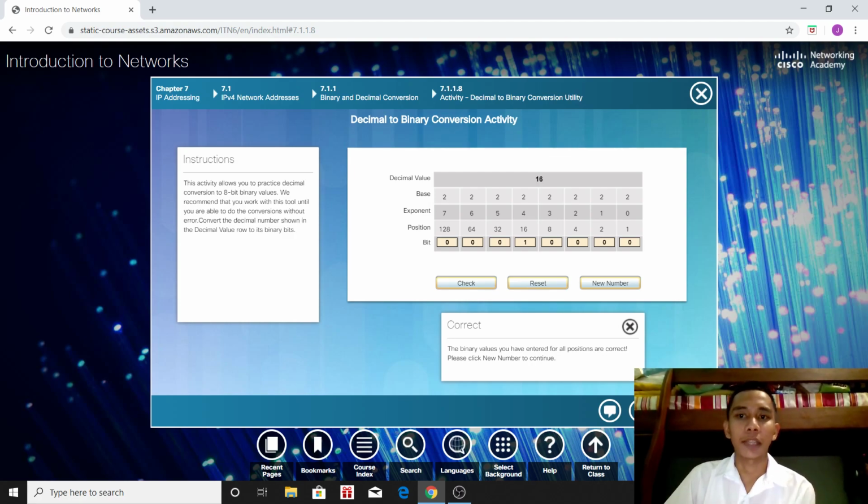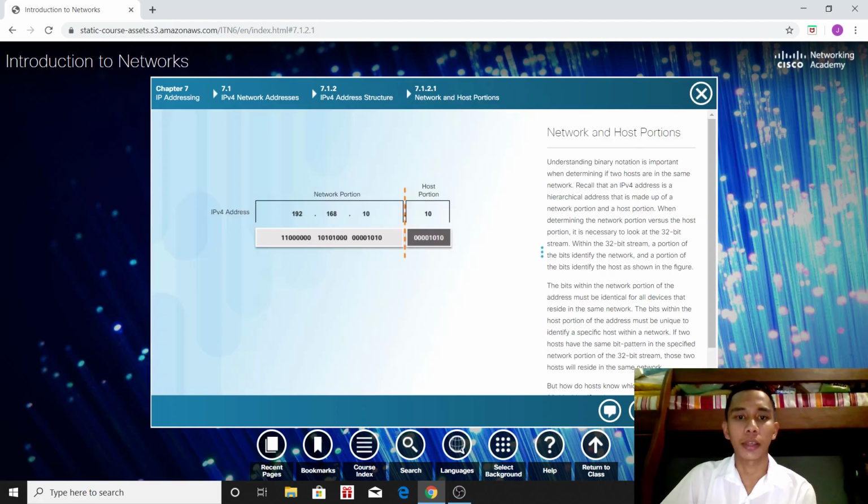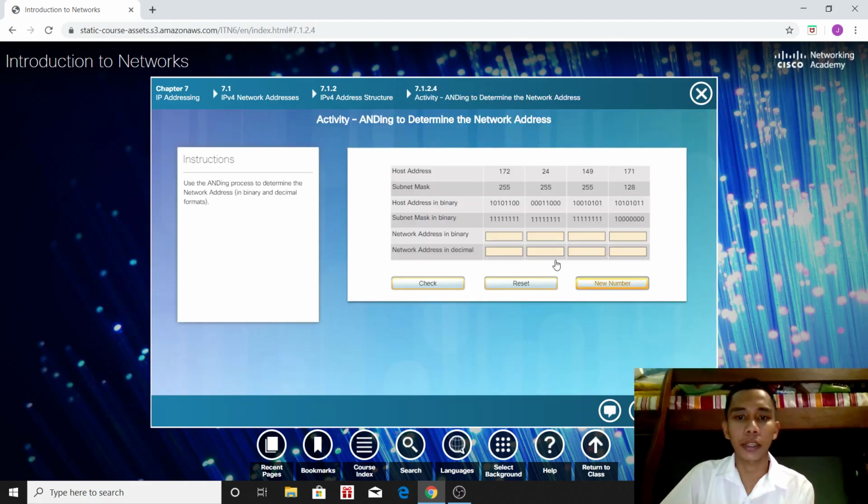Then let's proceed to the next activity for chapter 7, the logical AND operation. So 1 AND 1 is equal to 1. Then 0 AND 1 is equal to 0. And 0 AND 0 is equal to 0. And 1 AND 0 is equal to 0.